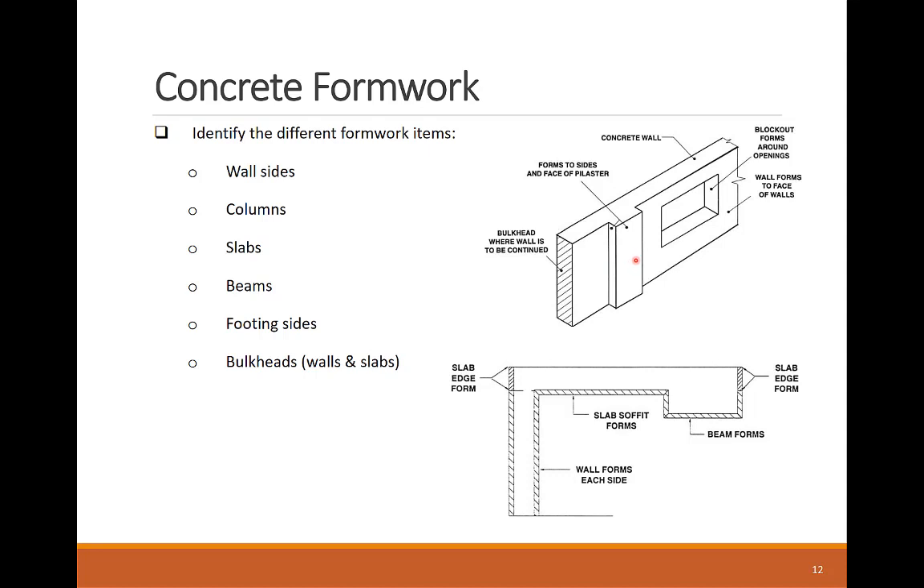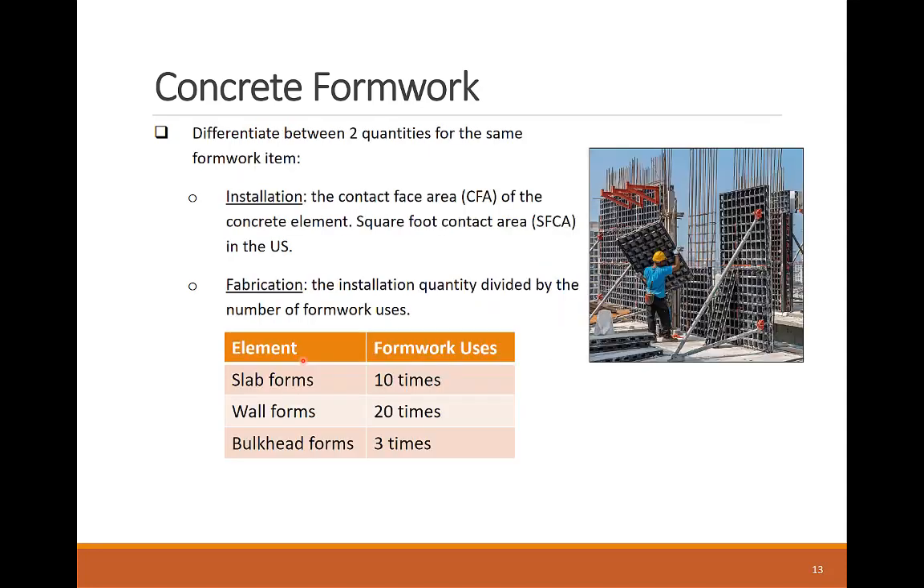Similar to the concrete volume, formwork quantities are organized following their structural elements like beams, columns, and walls. A formwork quantity that's usually forgotten is the bulkhead, which is located at the edge of wall and slab segments that are in the middle of a longitudinal structure. We will need here to differentiate between two quantities related to each formwork item, its installation and fabrication. Formwork installation is quantified initially using its contact surface area, or square foot contact area, SFCA, as commonly used in the US.